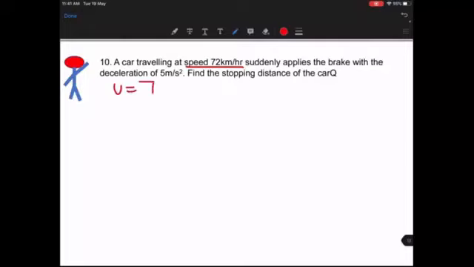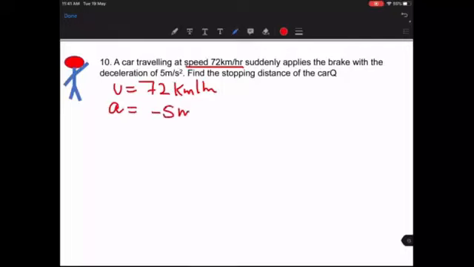Your initial velocity is given to you, which is 72 kilometers per hour. The car applies some brakes and attains some acceleration of minus 5 meters per second squared. Why have I written minus 5? Because it is very clearly given in the question that it is deceleration. Deceleration means negative acceleration. So it is minus 5 meters per second squared.